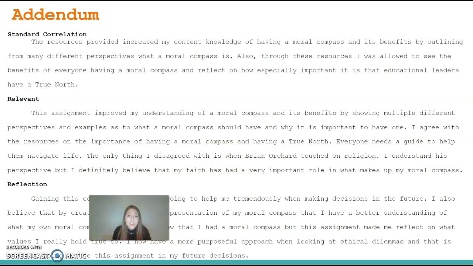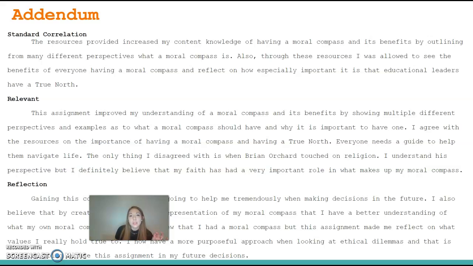Relevance. This assignment improved my understanding of moral compass and its benefits by showing multiple different perspectives, as I previously stated, and examples as to what a moral compass should have and why it is important to have one. I agree with the resources on the importance of having a moral compass and having a true north. Everyone needs help navigating life, and so I completely understand that that is how we do that.